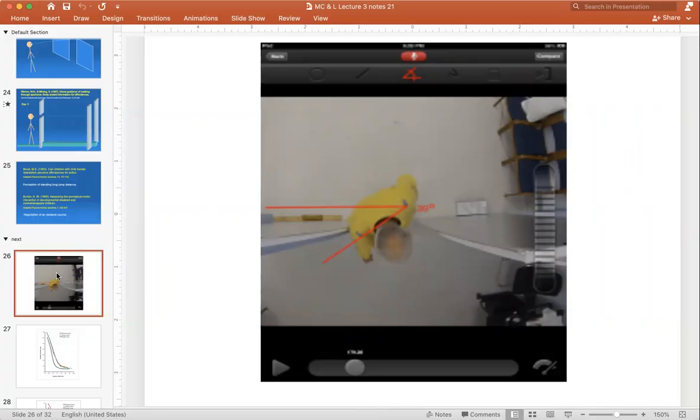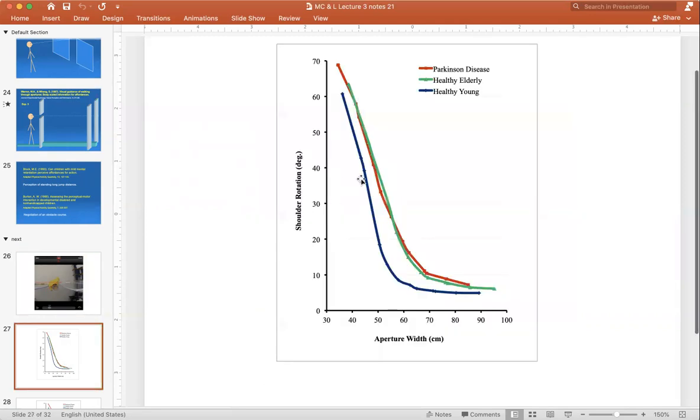So what we did here, we had people with Parkinson's disease and elderly healthy controls who were the same age as the people with Parkinson's disease walk through a doorway, and we measured the angle of their shoulder turn as they walk through the doorway, from a camera above, and we changed the width of the doorway between trials. And what we found was, so this is where they turned.